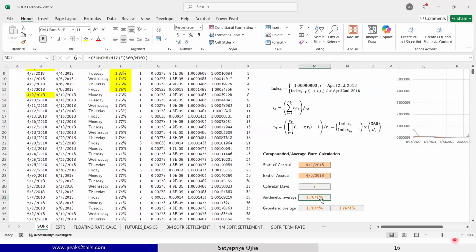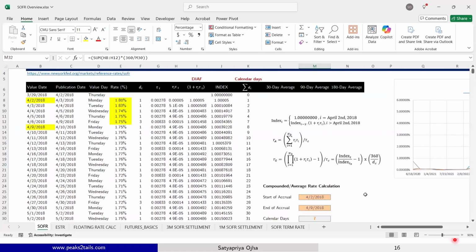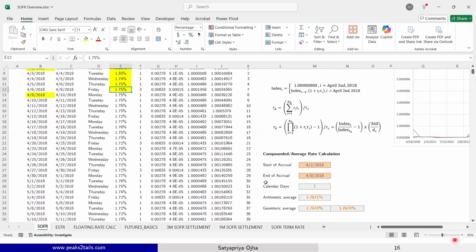You can also calculate the arithmetic average. Arithmetic average is even easier, right? You just do a simple average. 7 different rates, you do a simple average. The only thing is, we only have 5 rates, right? How do we calculate 7 different rates? Well, the Friday rate will continue. So we have 1, 2, 3, 4, 5. Then for Saturday and Sunday also, we continue that 1.75% and then take a grand average. So it'll be this plus this plus this plus this plus 3 times this, divided by 7. That's the arithmetic average.